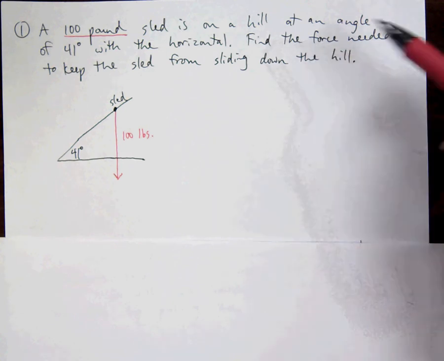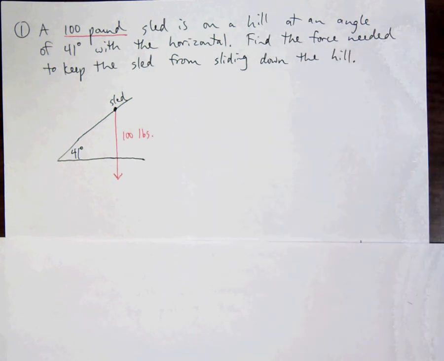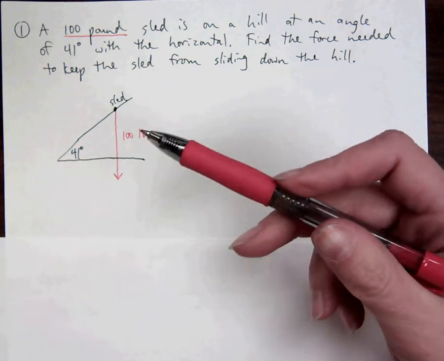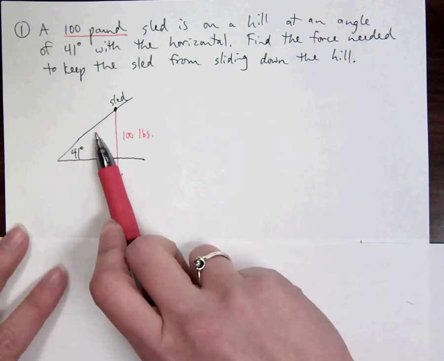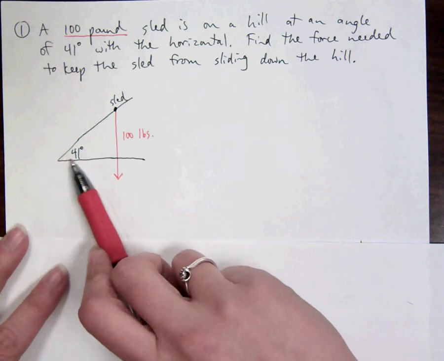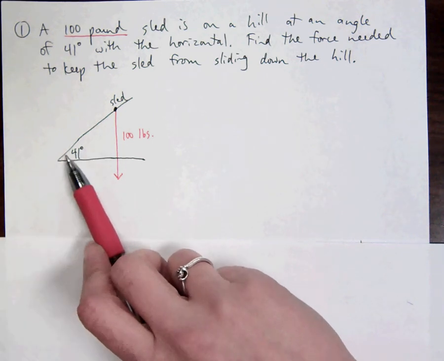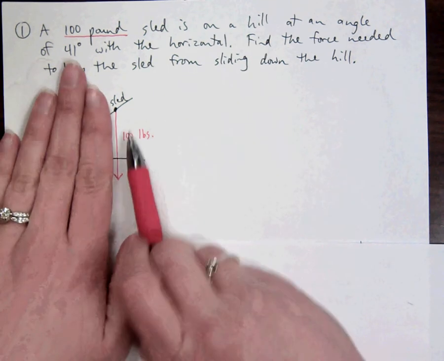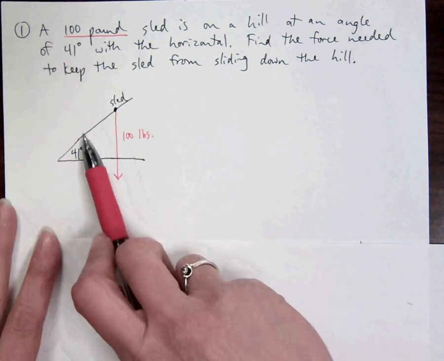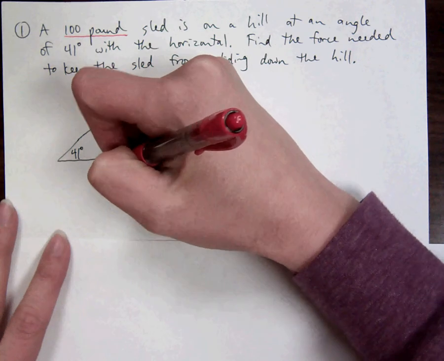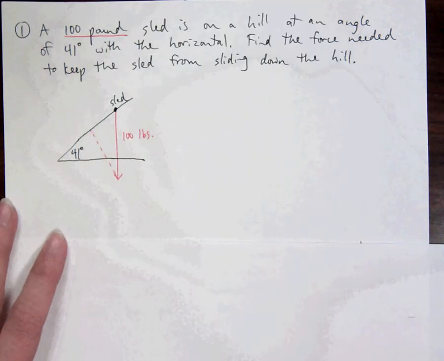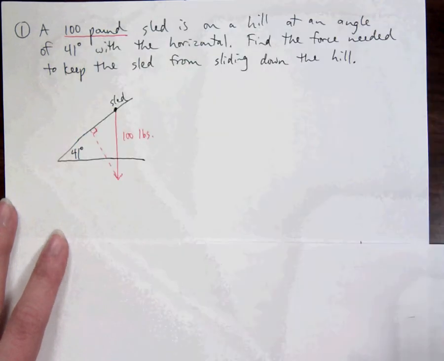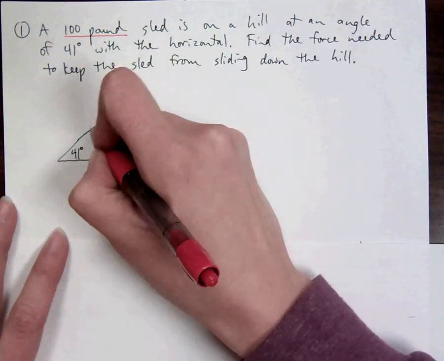In the end, they say we want to find the force needed to keep the sled from sliding down the hill. So we need to project this vector back onto the hill. The 100 pounds back on the hill isn't going to be 100 pounds because the earth, the actual hill, is helping me hold that up. We're not holding 100 pounds off the side of a cliff, like straight down like this. So we need to project this vector back onto the hill. Projection means we're going to make a right angle back to the hill from the end of that vector. So what we're actually trying to find is this vector right here.